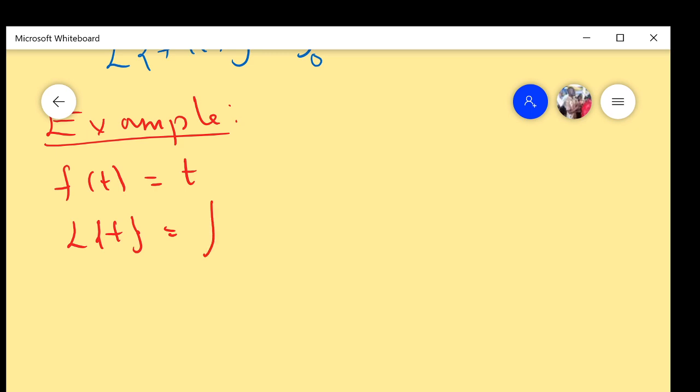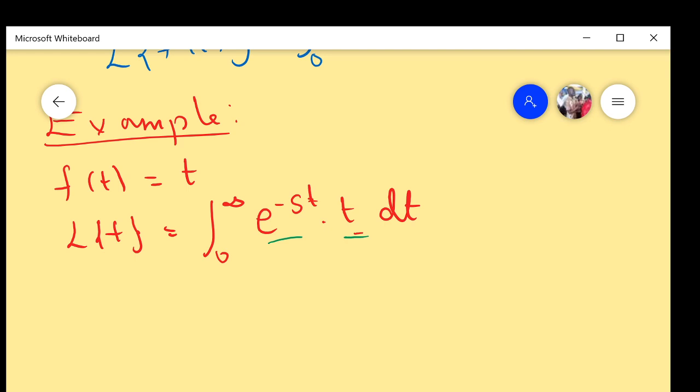So it's going to be the integral of e to the power minus st times t dt. This is our function f of t. If you realize, we have two functions: an exponential function and a linear function. So it will interest you to know that with this, we can use integration by parts. Like I said in our previous lesson, for Laplace transform it's very important to know your integration by parts.